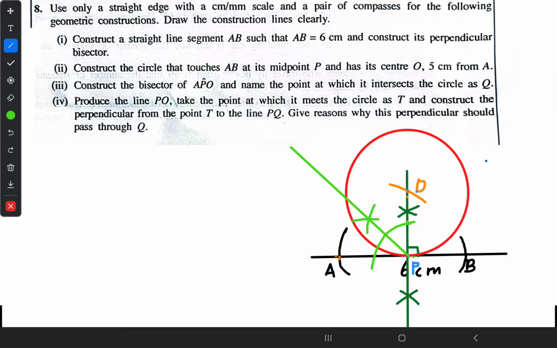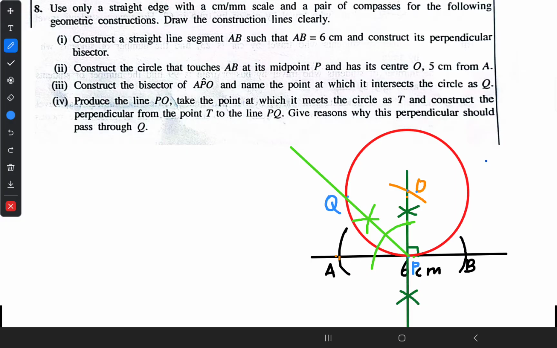Okay. So this is the angle bisector of APO. And name the point at which it intersects the circle as Q. Okay, where this angle bisector intersects the circumference of this circle, denote that point as Q. This is our Q. Thereafter, produce the line PO.